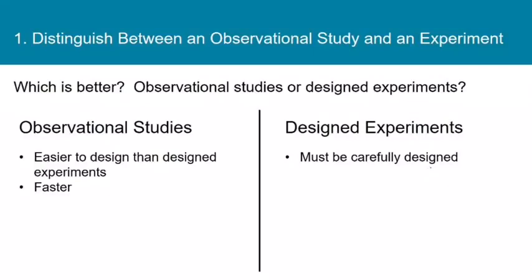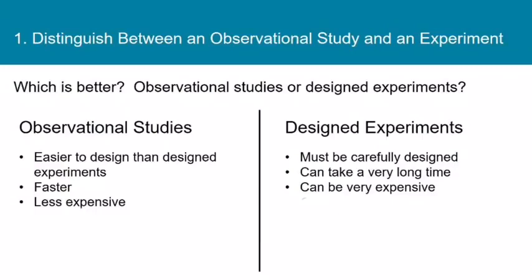Also, an observational study is faster, whereas a designed experiment can take a very long time. An observational study might be as quick as a questionnaire, whereas a designed experiment, it's going to take time to apply the treatments to the different groups and follow them long enough to get the results that you need. Okay, an observational study is less expensive, and a designed experiment can be very expensive.